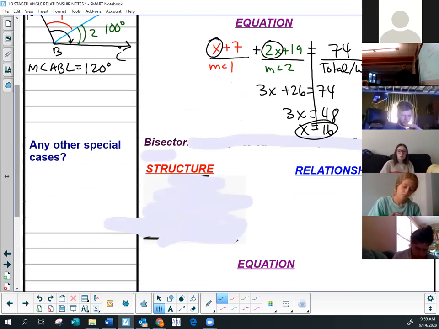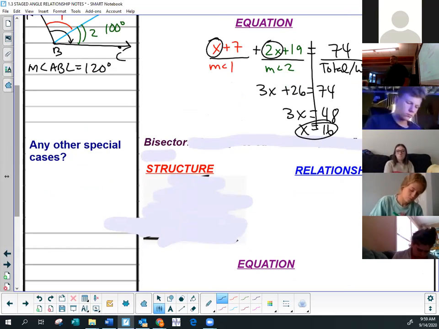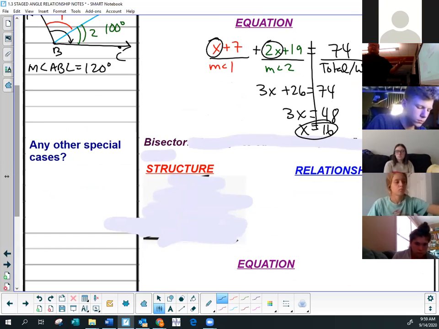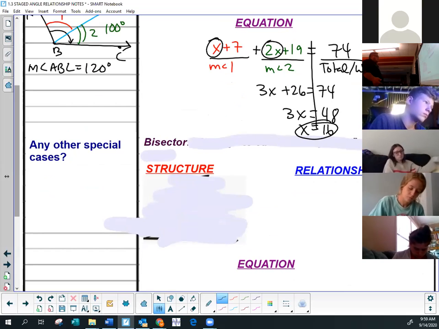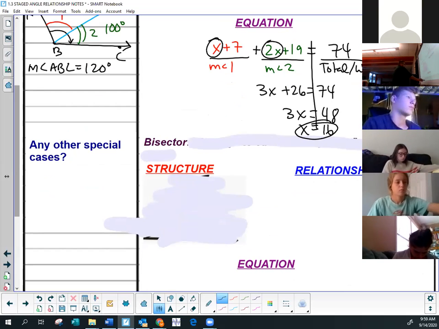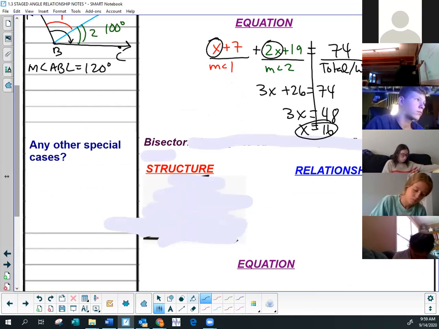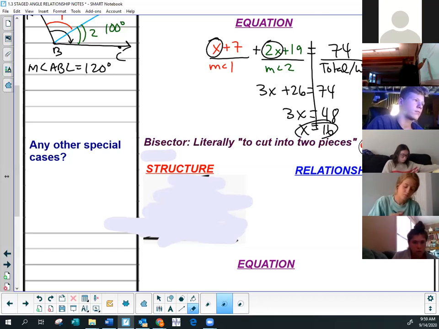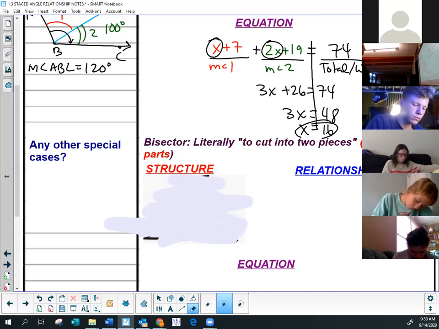So are there any other special cases? Hopefully you've noticed that the relationships are falling into two categories. I add things together to get a total, or the two things are going to be congruent and therefore equal to one another. So we do have a general relationship, a bisector, that actually occurs in angles as well. I would say this is a special case of angle addition postulate when the two angles in question are going to be perfectly congruent.